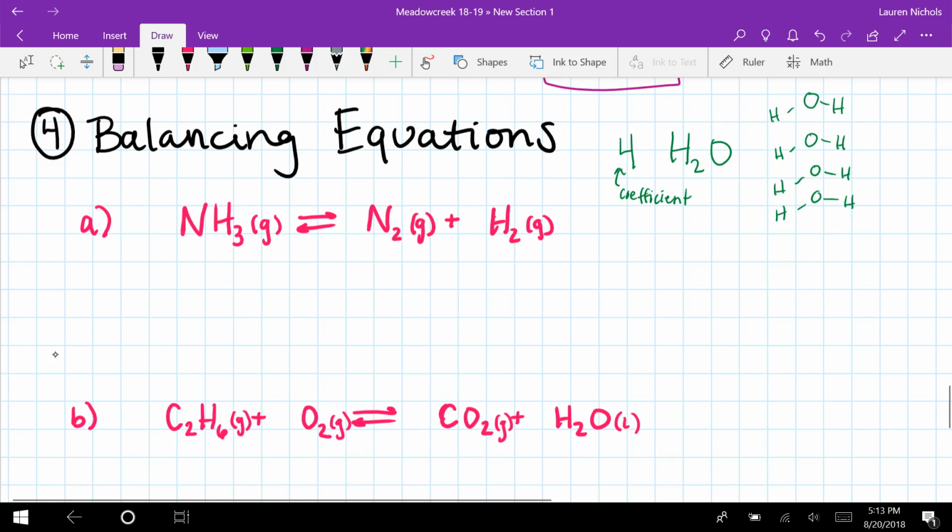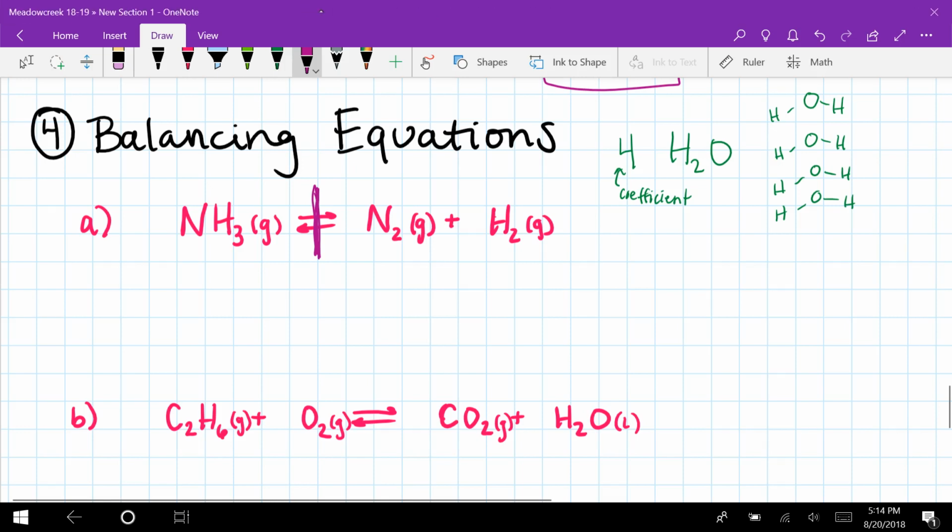So let's look at problem A. In problem A, we have ammonia gas producing nitrogen gas and hydrogen gas. So let's balance it out. First thing we gotta know is, what do we have? Well, our arrow separates things into the before and after. So I'm just going to draw a line there to show where I should be comparing. I'm comparing the left side to the right side.